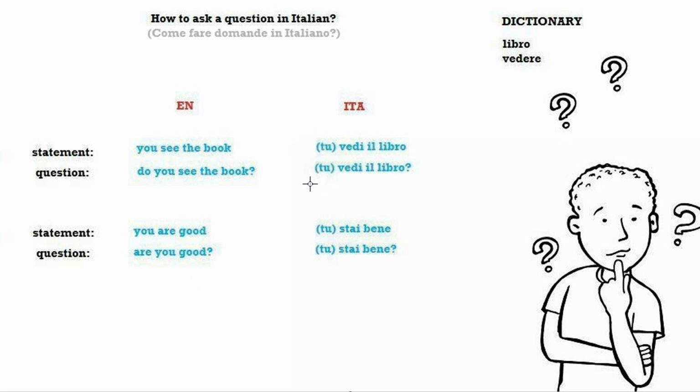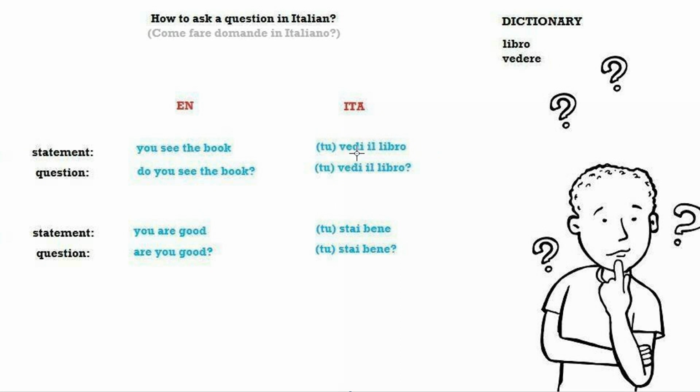Now in Italian it's so much easier. Basically you don't do anything. So if you want to make a question, you just have to change the intonation. So intonation is a lot more important in Italian than it is in English, because if that's missing, people don't understand what you mean. So you see the book in Italian becomes tu vedi il libro.